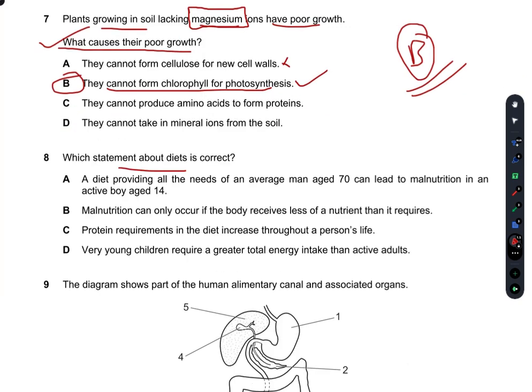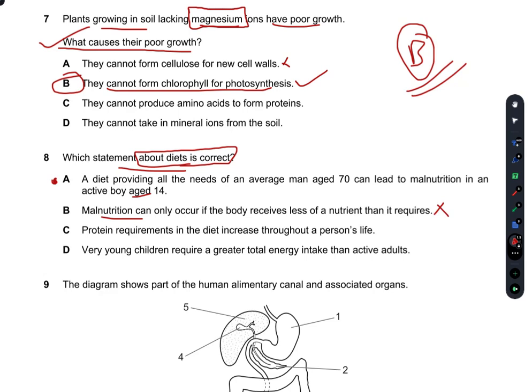Which statement about diets is correct? A: A diet providing all the needs of an average man aged 70 can lead to malnutrition in an active boy aged 14. We can do this later, not sure about this one. B: Malnutrition can only occur if the body receives less of a nutrient than it requires. No, malnutrition can also occur when nutrients are in excess. So B is incorrect.